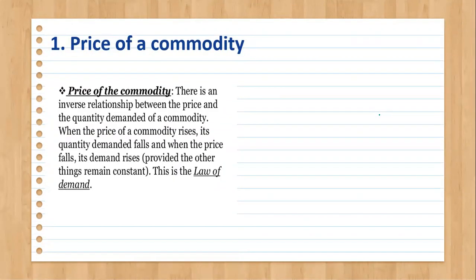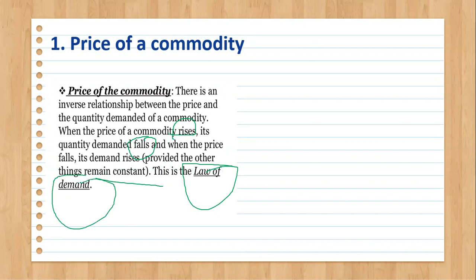First is the price of a commodity itself. So what do we say? That the demand and price of the commodity have an inverse relationship. How? That when the price of the commodity rises, its demand falls, and vice versa, provided the other things remain constant. Other things remaining constant means the other factors other than the price are remaining constant. This is also known as the law of demand.